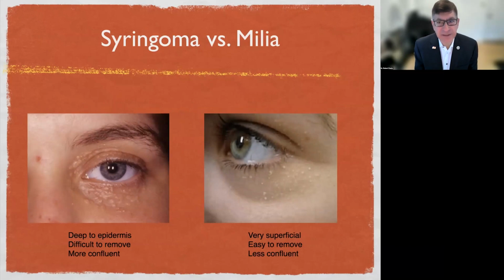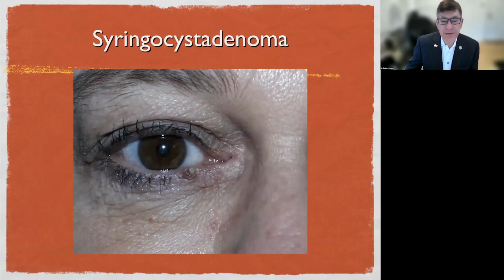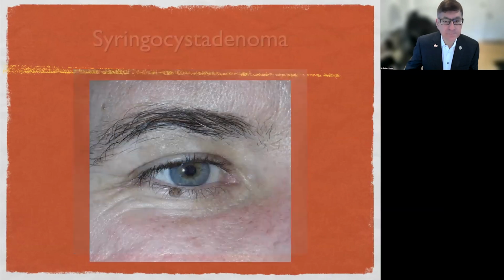Syringoma are similar to milia, so I thought it might be helpful to look at this, at least from the outside. They actually have some substantial differences. The syringoma are deeper to the epidermis, where the milia are very superficial. The milia can be scraped away without too much difficulty. They're easy to remove, where the syringoma are not easy to remove. The syringoma tend to be more confluent, and the milia tend to be less confluent. There's another example of a more rare thing called a syringocystadenoma.